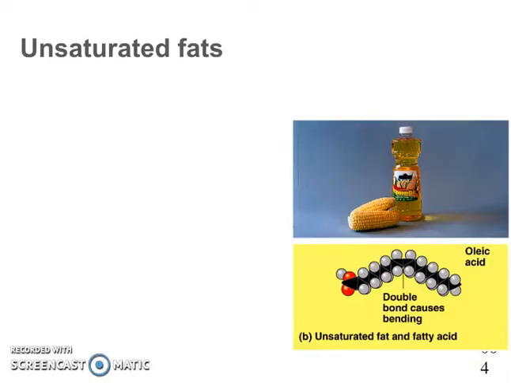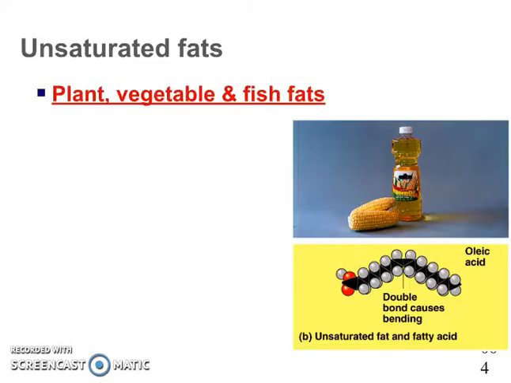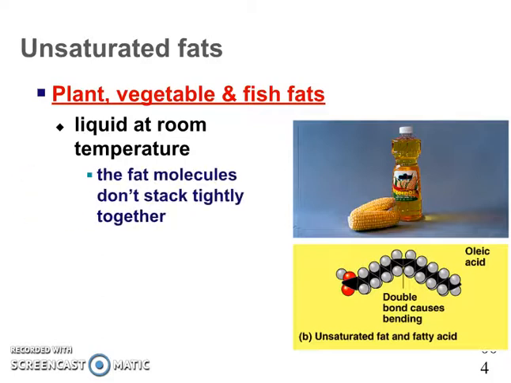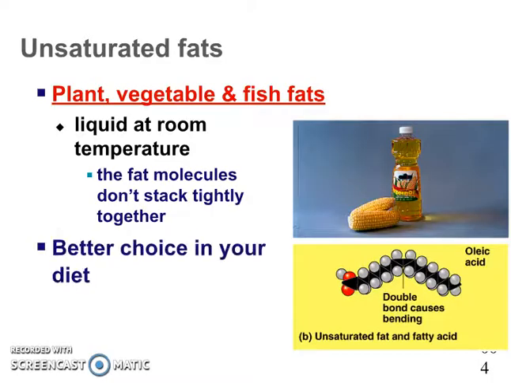Unsaturated fats, so notice how you have that bend or that kink in the molecule. These tend to be found more in plants and vegetables, as well as fish. And these also are liquid at room temperature because they don't stack together quite as tightly. And in general, these tend to be better choices for your diet.